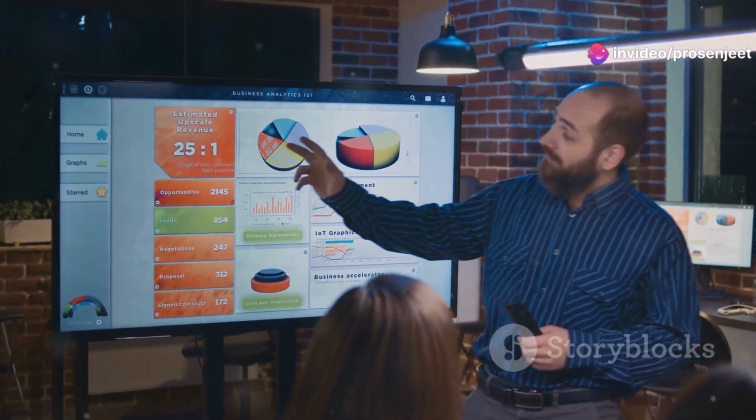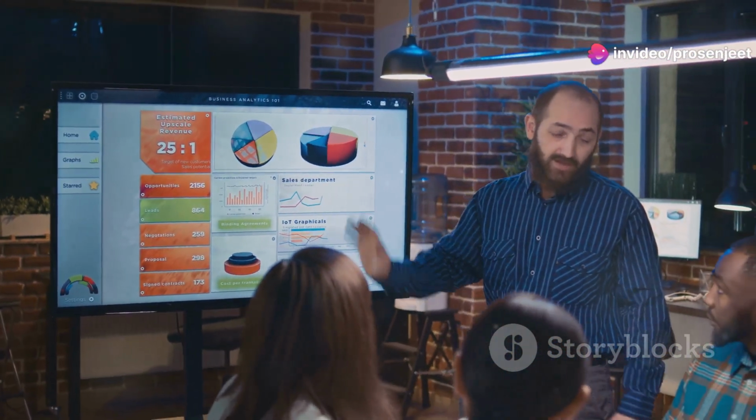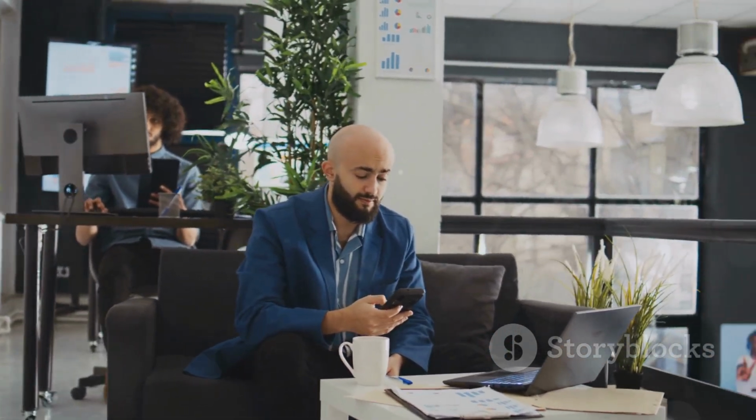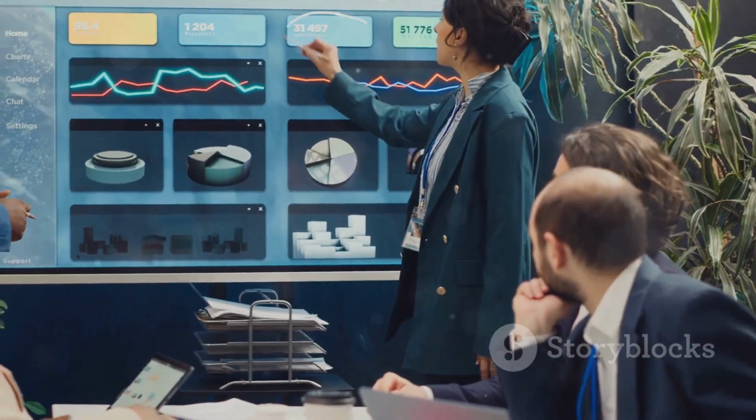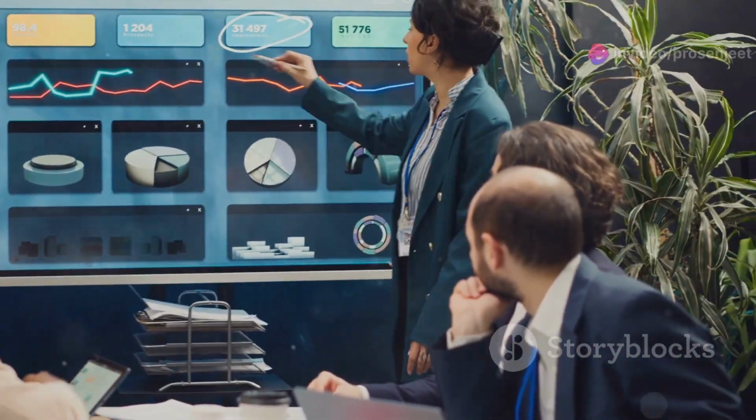For example, a company might analyze the standard deviation of daily sales. A low standard deviation indicates consistent sales, aiding in inventory and staffing planning. High variability might require more adaptable strategies.